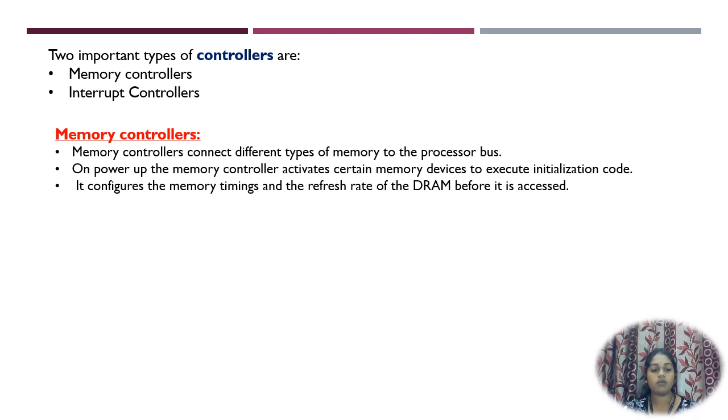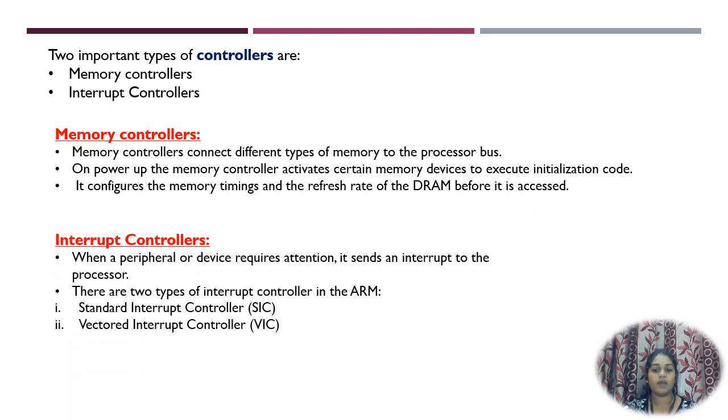Memory controllers. Memory controllers connect different types of memories to the processor bus. These memory controllers activate certain memory devices that need to execute certain code. They configure the memory timings and the refresh rate of the DRAM before it is accessed. Interrupt controller. When a peripheral or device requires attention, it sends an interrupt to the processor.